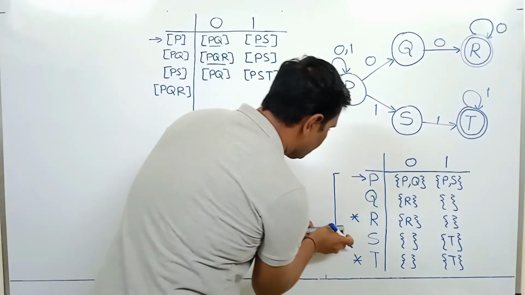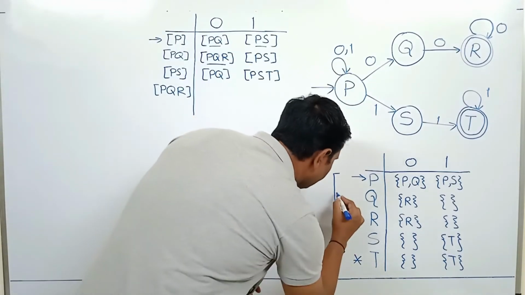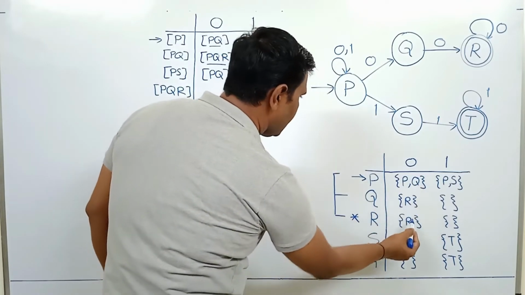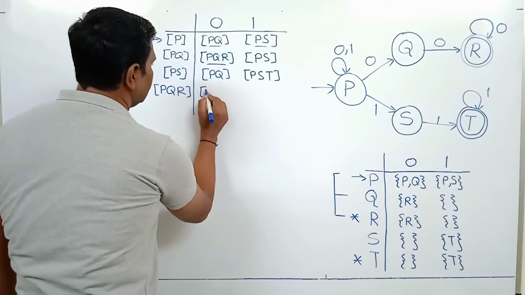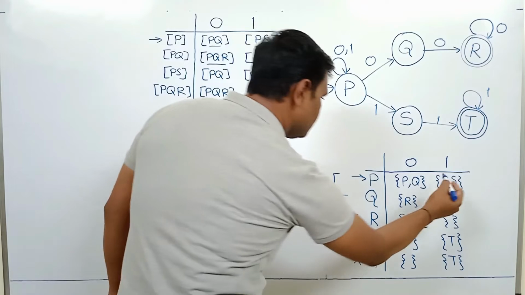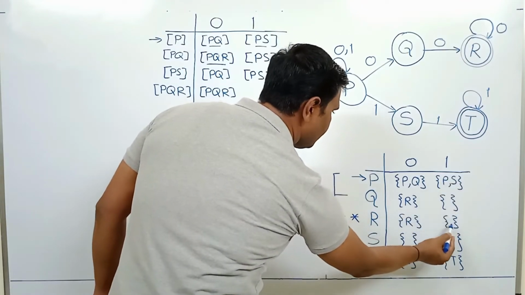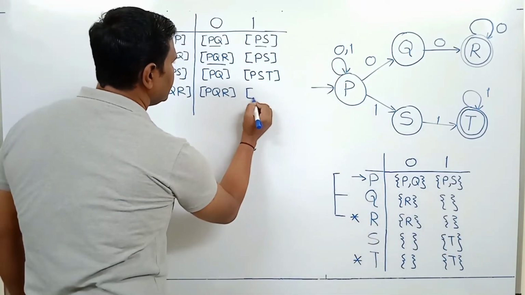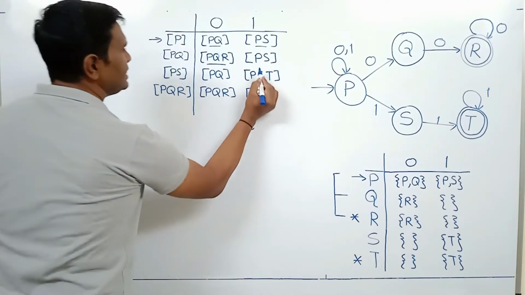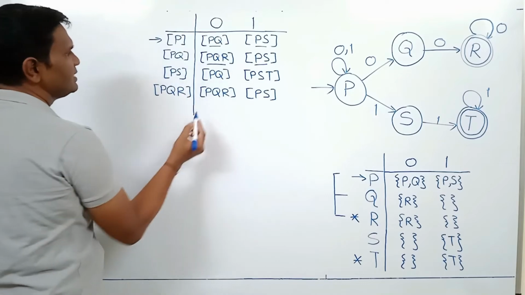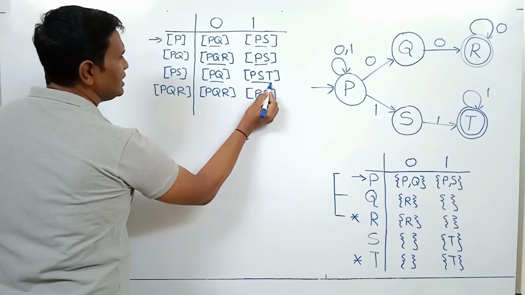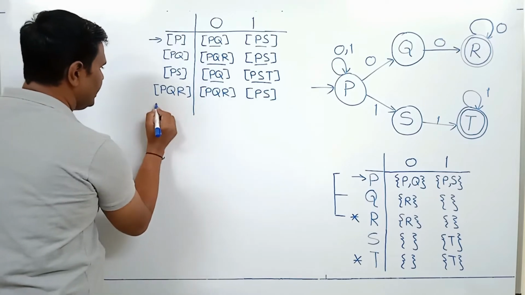So we have to make union of transitions of P, Q and R. PQ union R, we get P, Q, R. PS union empty set, we get PS. Next reachable state is PS. It is already considered. Next one is PQ. It is already here. Next one is PST. It is new entry.